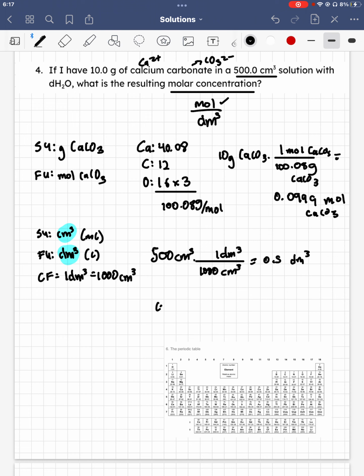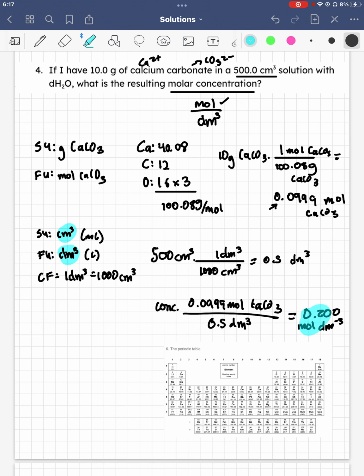Okay, and so now my concentration will just be my moles, 0.0999 moles of CaCO3 over 0.5 decimeters cubed. I still have this number in my calculator, so I use the answer function to do this math, so I'm not rounding early. And then I see I get 0.1998, and so I can round that to 0.200 moles per decimeter cubed is the molar concentration.